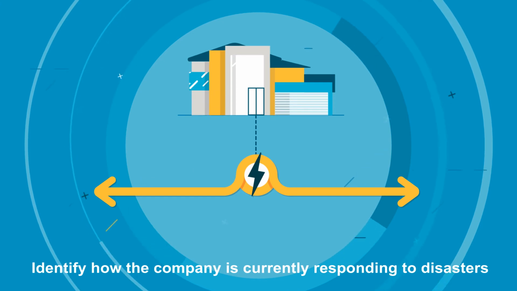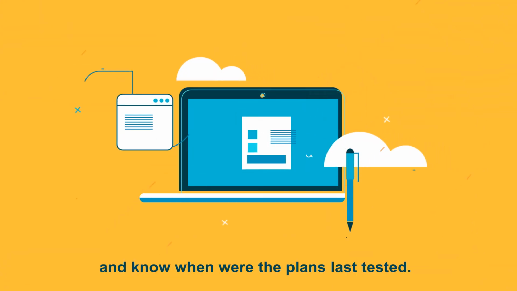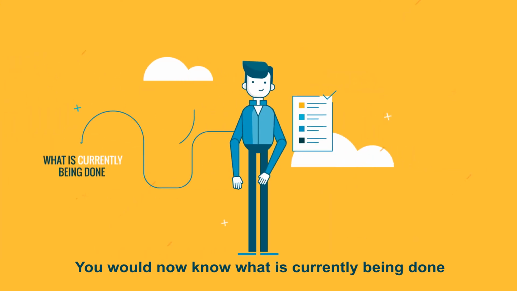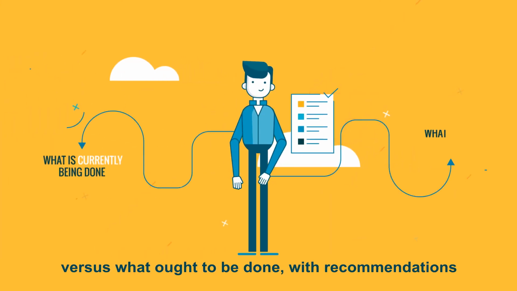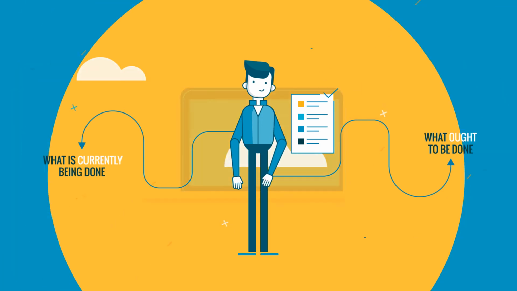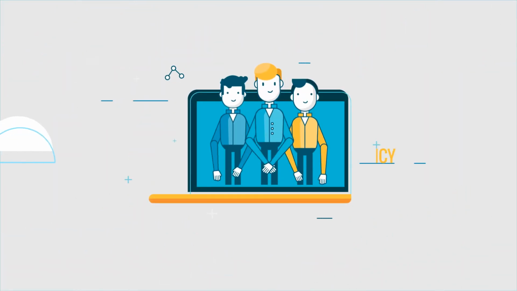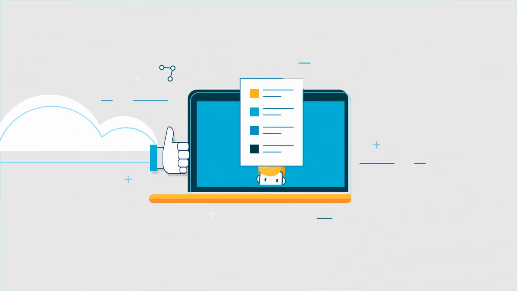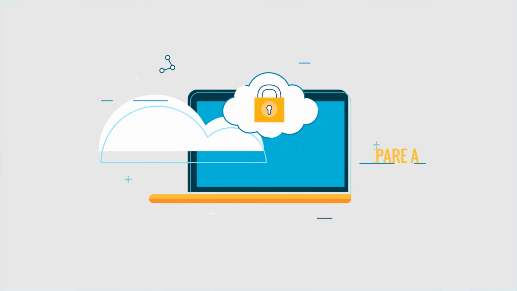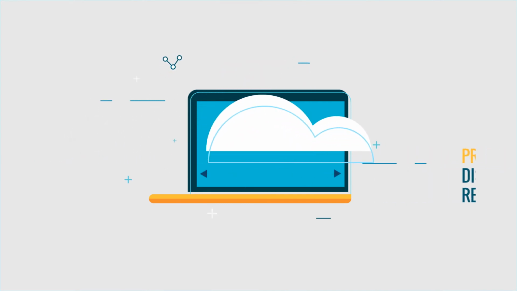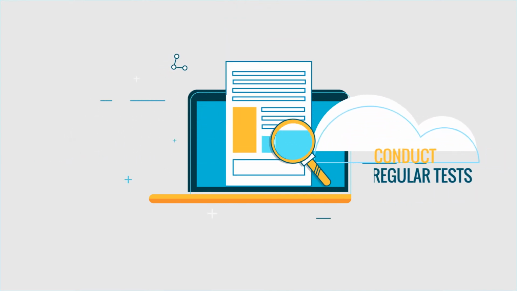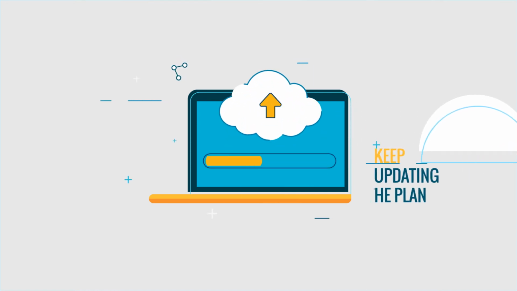Identify how the company is currently responding to disasters and know when the plans were last tested. You'll now know what is currently being done versus what ought to be done with recommendations. Lastly, identify emergency response teams, agree on recommendations, and prepare a disaster recovery plan. And of course, conduct regular tests and keep updating the plan.